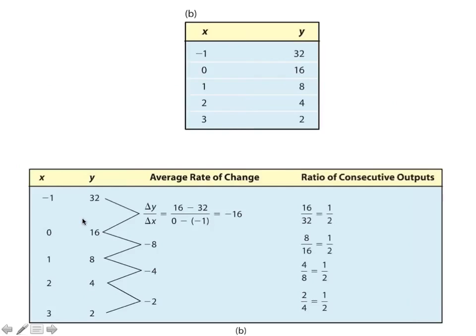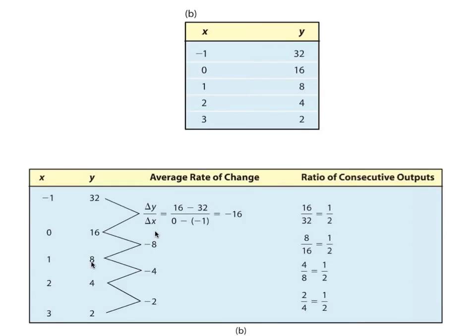All right, let's look at another one. So this one, we have different values for x and y. And if we start calculating average rate of change, we get 16 minus 32 over 0 minus negative 1. That gives us negative 16. And then if we do it again for this next pair, we get 8 minus 16 over 1 minus 0. We get negative 8. And we can tell right away that these are not the same, okay?